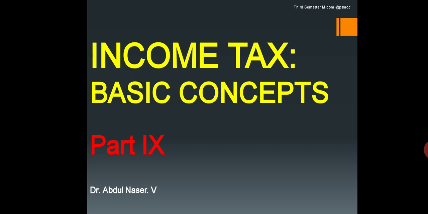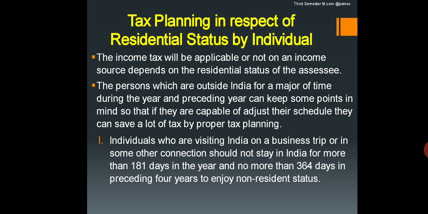Today we are going to move to tax planning in respect of income tax, in respect of residential status. You know how the residential status of a person is determined. We learned two basic conditions, two additional conditions and exceptions to the additional conditions. After that we learned what income is taxable to a resident and to a non-resident, what income is taxable to ordinarily and not ordinarily residents, and the differences.